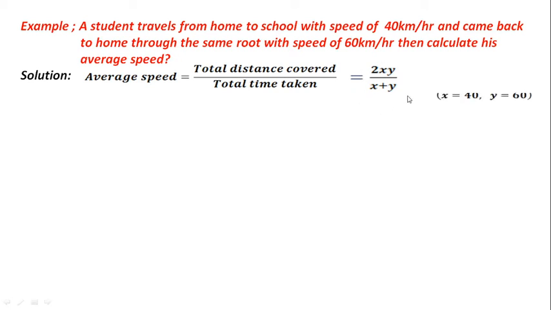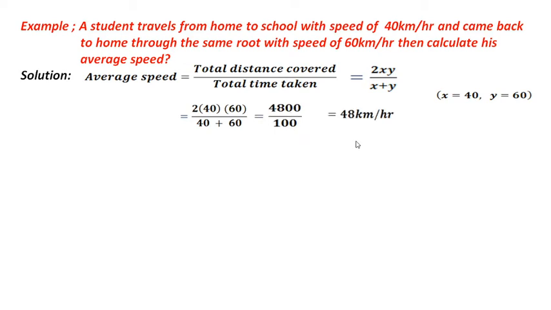So in both the cases distance is constant, so I have used this formula. Just substitute x equals 40 and y equals 60. After substitution, we will be getting 4800 divided by 100. After simplification, we will have 48 km per hour. So that will be the correct answer for this question. Hence the average speed of the student is 48 km per hour.